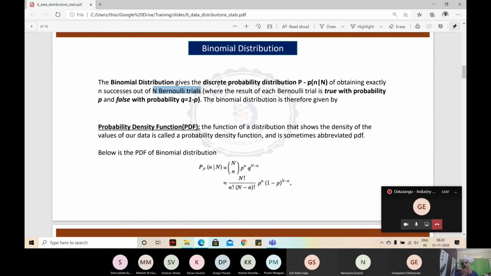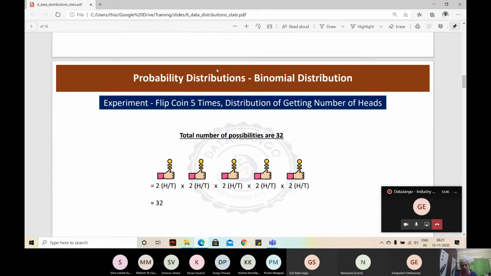When an experiment has only 2 outcomes, you call that a Bernoulli trial, where the result of each Bernoulli trial is true with probability P and false with probability 1 minus P. If more than 2 outcomes are there, we can use the same formula, but it is called a multinomial distribution. When you throw a coin, there will be two outcomes only, and you call that a binomial distribution.